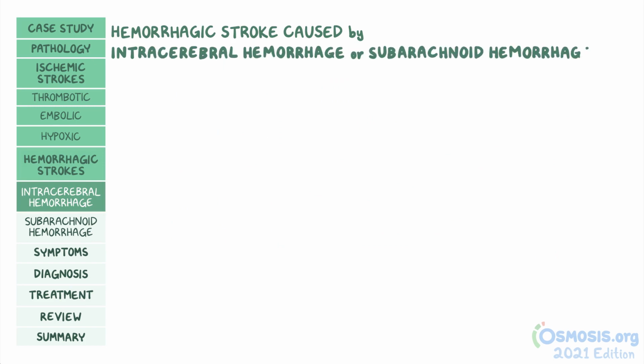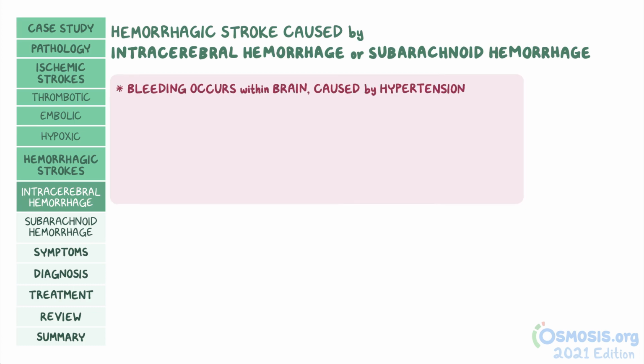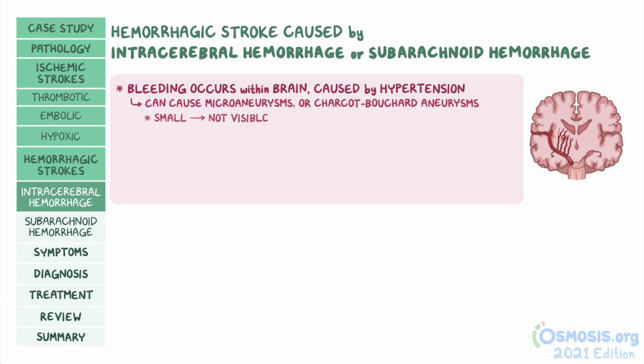A hemorrhagic stroke can be caused by either an intracerebral hemorrhage or a subarachnoid hemorrhage. Intracerebral hemorrhage is when the bleeding occurs within the brain and is usually caused by hypertension, which can cause microaneurysms, or Charcot-Bouchard aneurysms. These are so small that they are not visible with angiography. Charcot-Bouchard aneurysms are most likely found on small arteries that supply deep gray matter structures.